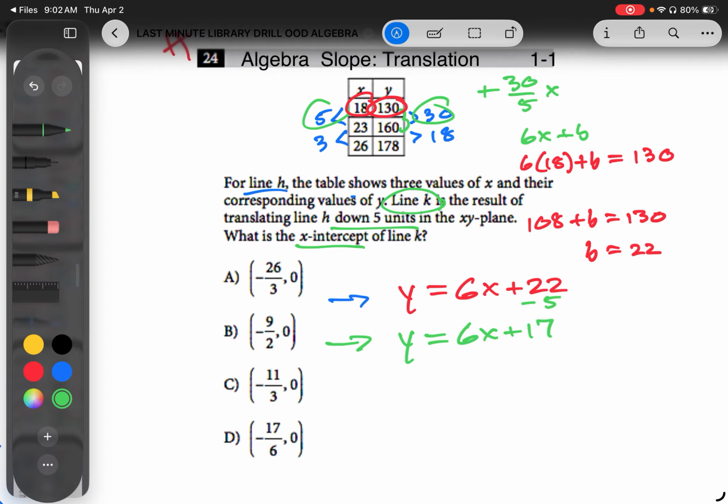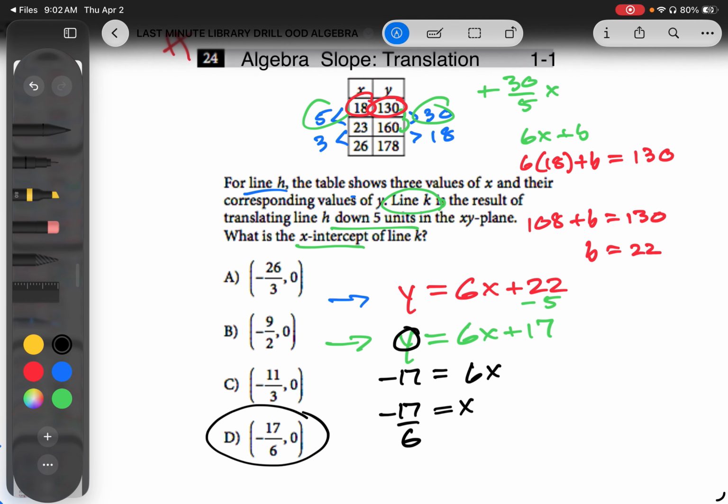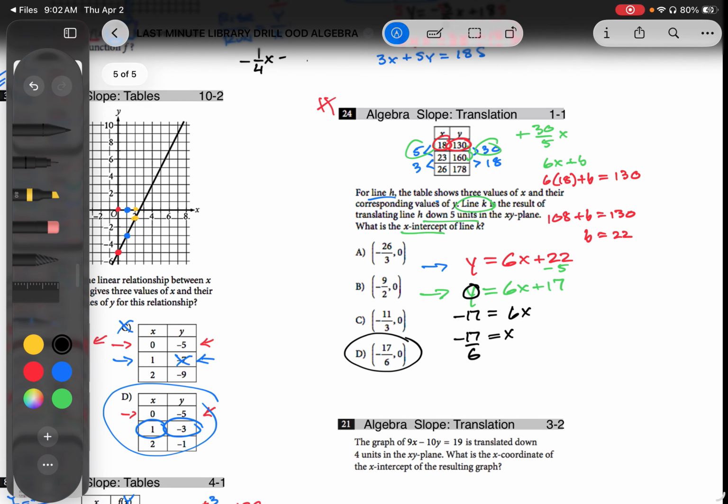What is the x-intercept? For the x-intercept, set y equals 0, because the x-intercept is where y equals 0. So 6x, subtract 17 from both sides, and then x equals negative 17 over 6, which is your answer. That's how you do it. That's a 30 to 60 second question.